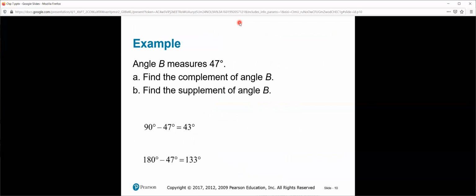So, questions involving angles. Angle B measures 47 degrees. So before we go any further, you can ask yourself, all right, is that an acute angle or obtuse angle? What does it look like?